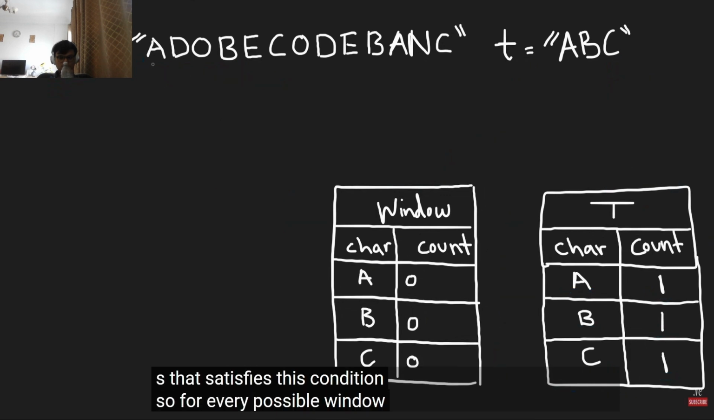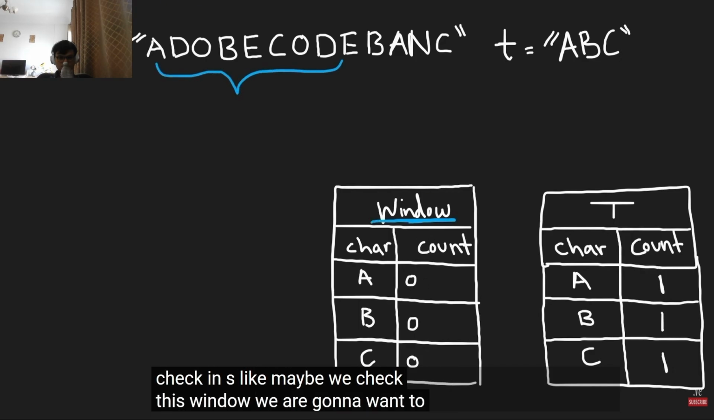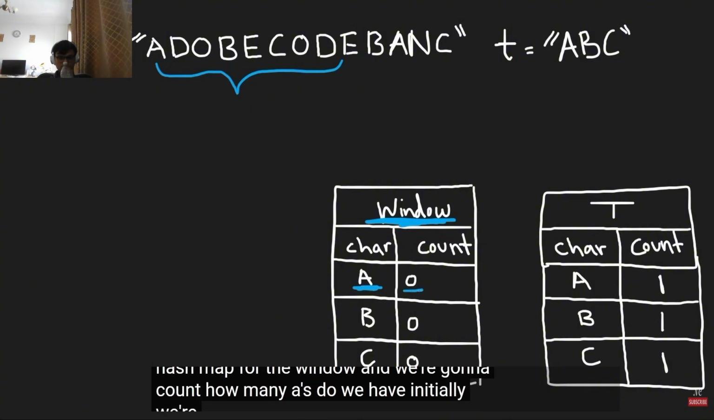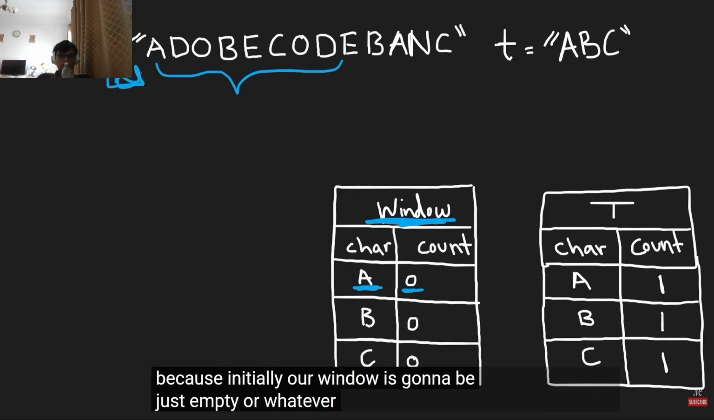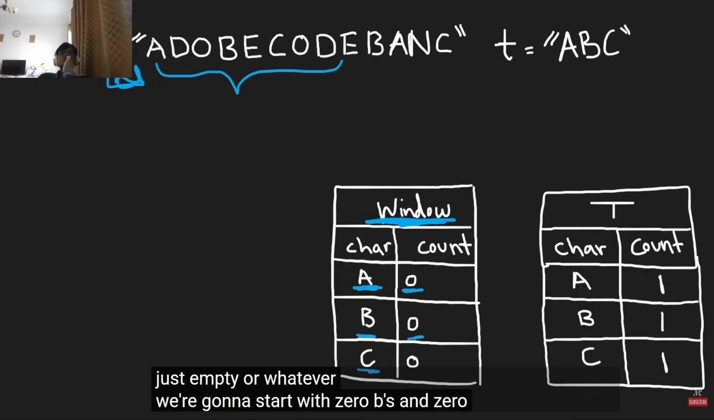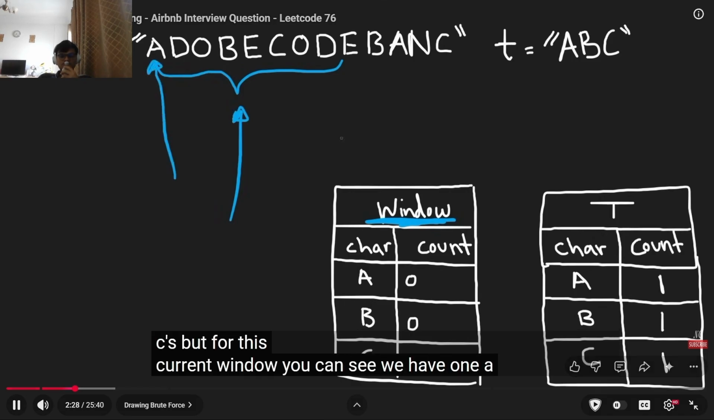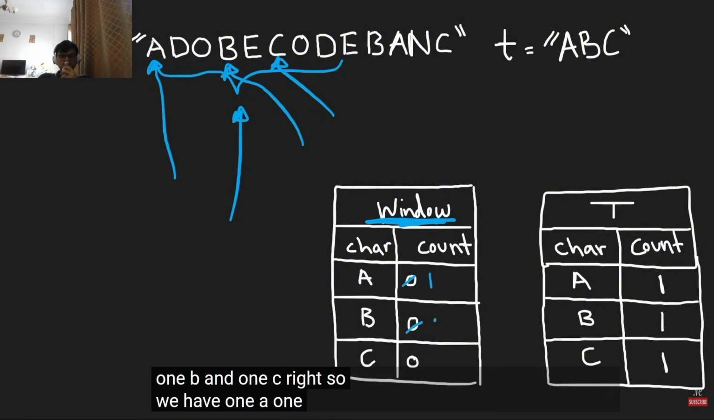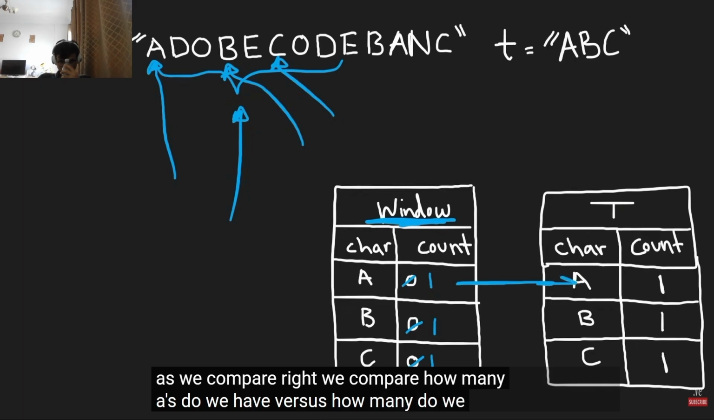So for every possible window that we check in S, like maybe we check this window, we are going to want to have a hash map for the window, and we're going to count how many A's we have. Initially, we're going to start with 0, because initially our window is going to be just empty. We're going to start with 0 B's and 0 C's. But for this current window, you can see we have 1 A, 1 B, and 1 C, right? So as we compare, we compare how many A's do we have versus how many do we need, right?